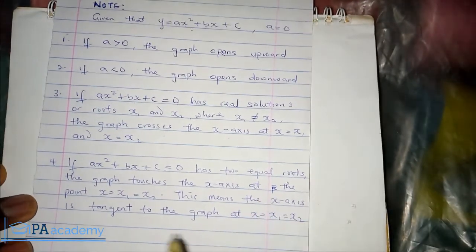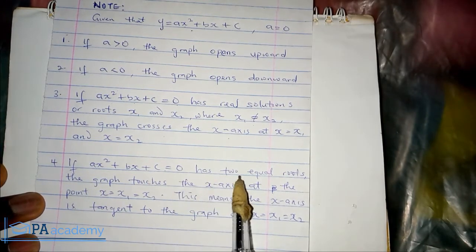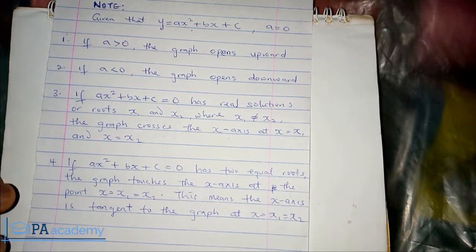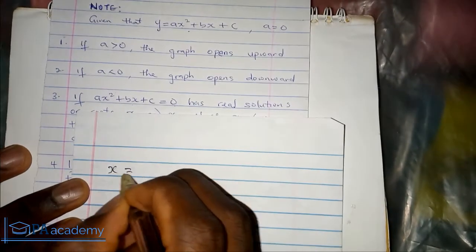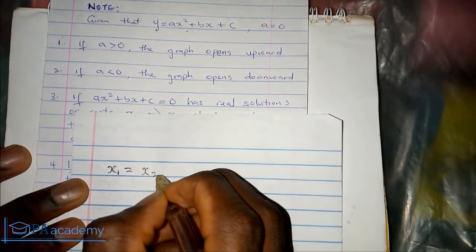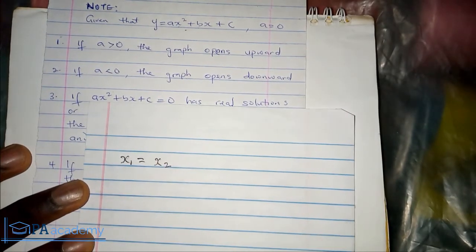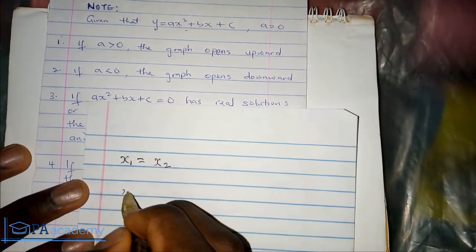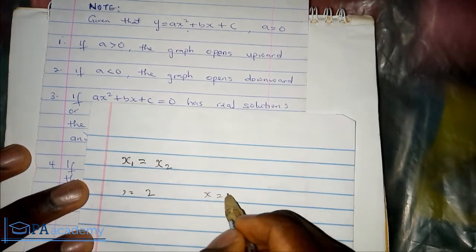And then the fourth one says, if ax squared plus bx plus c is equal to 0 has two equal roots. Now when they say it has two equal roots, that means the value of x1 is the same as the value of x2. So what it means is that after solving your quadratic equation, you are getting the same value for x. You solve it, you get x is equal to, let's say, 2, and on the other side you are also getting x is equal to 2.